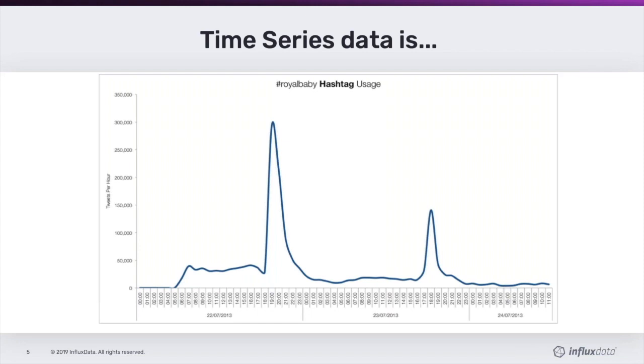This is a good example of some time series data. What we're looking at here is the usage of the hashtag royal baby back when Prince William and Princess Kate were expecting. We see along the x-axis the day and time of day, and on the y-axis the tweets per hour. And there we see a big spike. We can get a clear indication here of when the royal baby was announced.